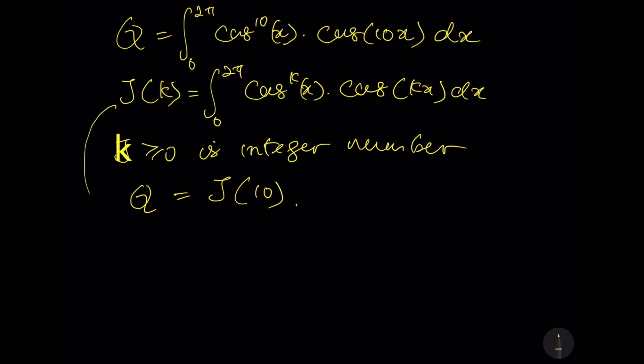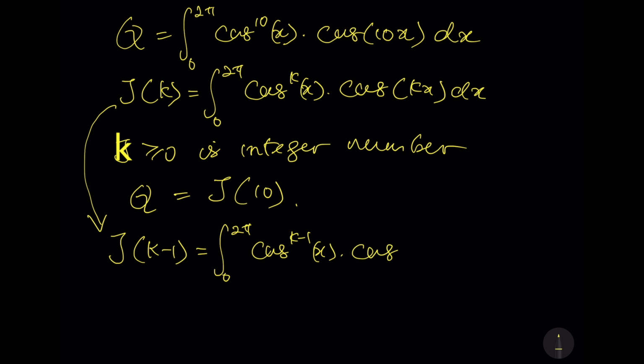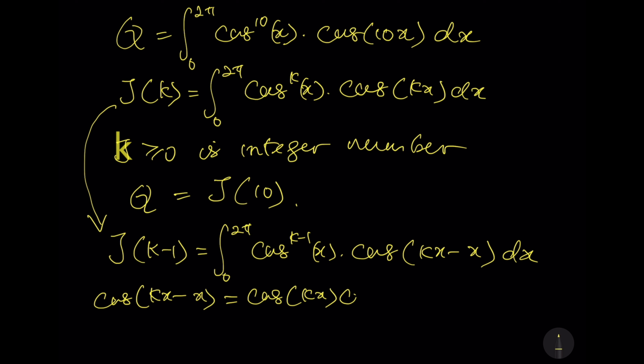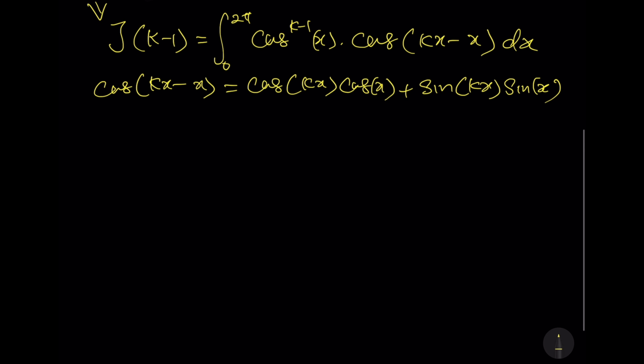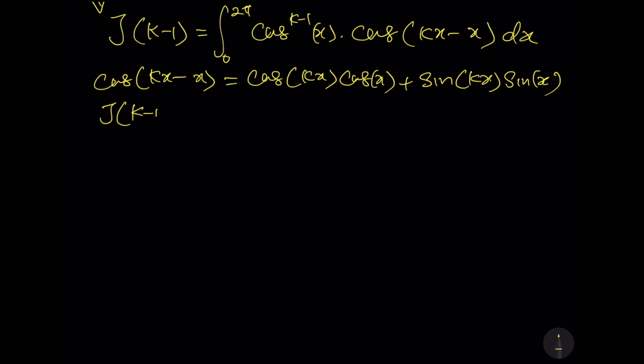From J_k, we can have J_{k-1}, which is equal to the integral from 0 to 2π of cos^{k-1}(x) multiplied by cos(kx - x) dx. Using the angle sum identity, we have cos(kx - x) equals cos(kx) multiplied by cos(x) plus sin(kx) multiplied by sin(x). From here, we know J_{k-1} has two parts.